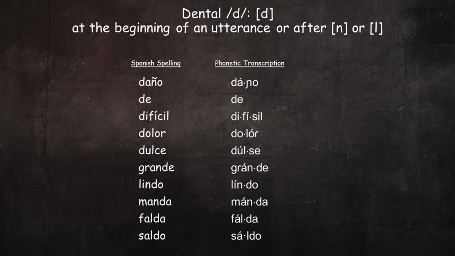It's often said that Spanish dental D sounds softer and gentler than English D. Well, this softer sound is produced by pronouncing the D with the tip of the tongue on the back of the upper front teeth, rather than on the alveolar ridge.